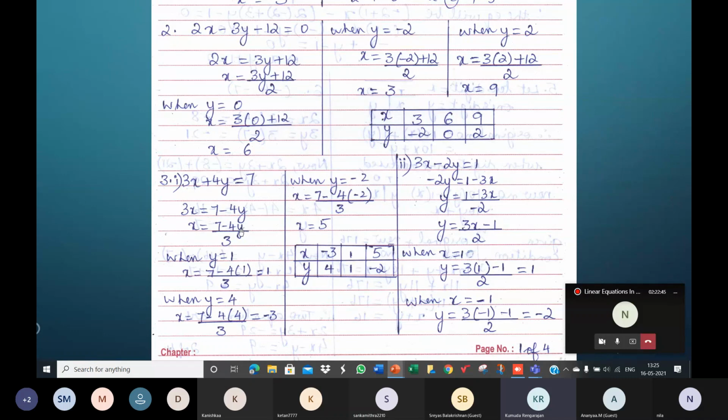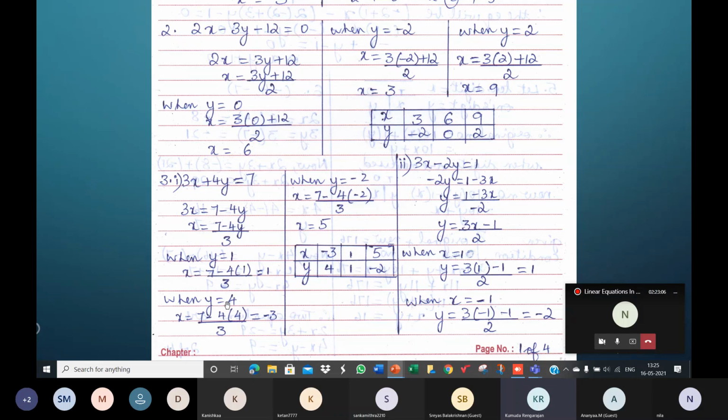Now we give different values for y. We have to give different values for y only. So like here, when y is 1, we use the value 1 in place of y in the equation, and we find the corresponding value of x. We find x is 1.